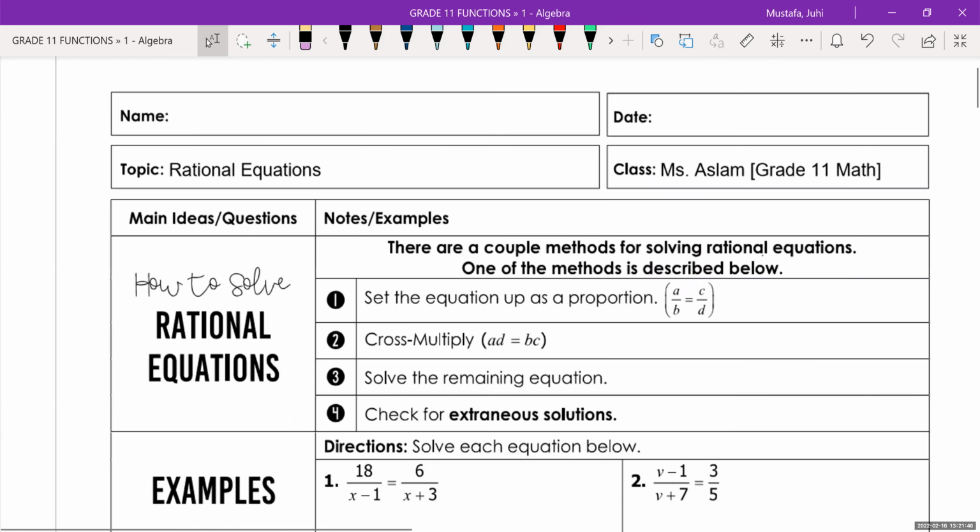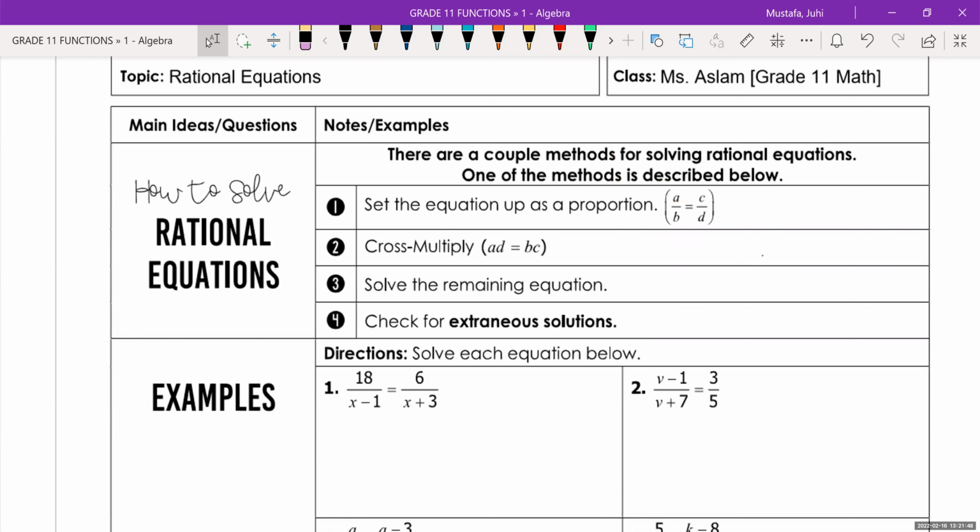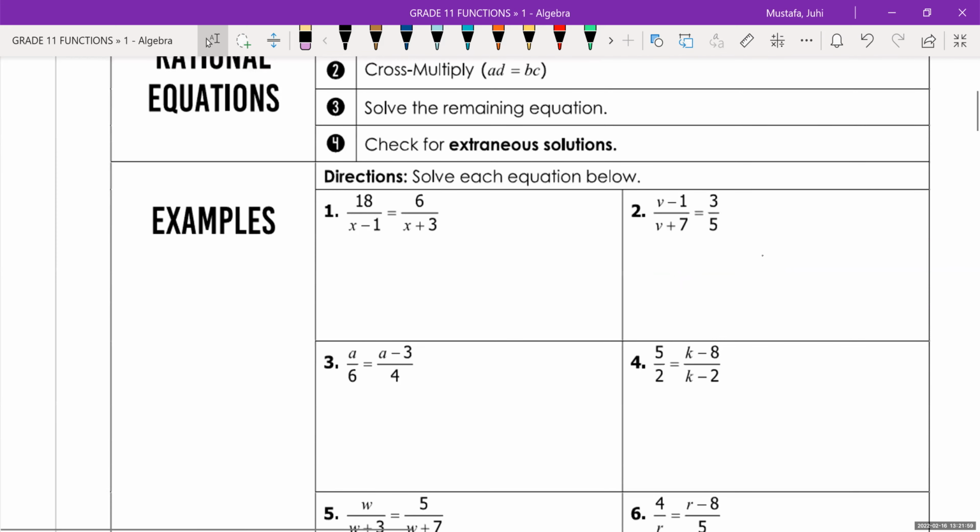Okay, so here are some notes. What we're going to do is we're going to set up a proportion like A over B is equal to C over D. We're going to cross multiply. We're going to solve the equation. And then we're going to check for extraneous solutions, which I hope to explain today. So let's try question number 1.